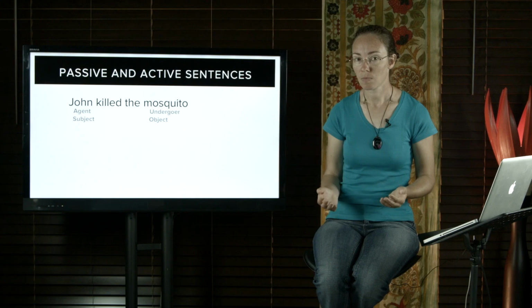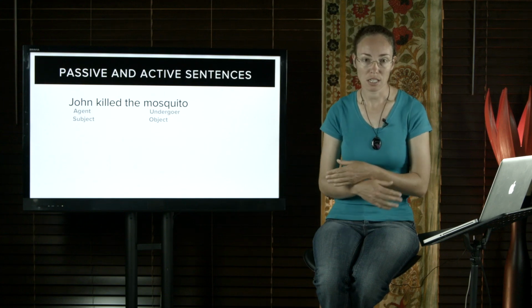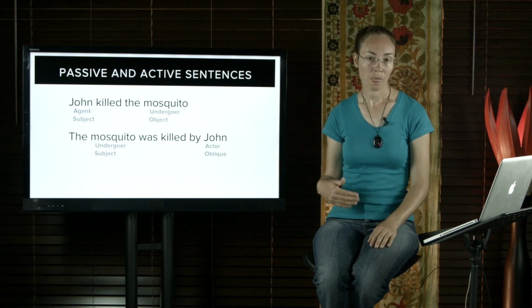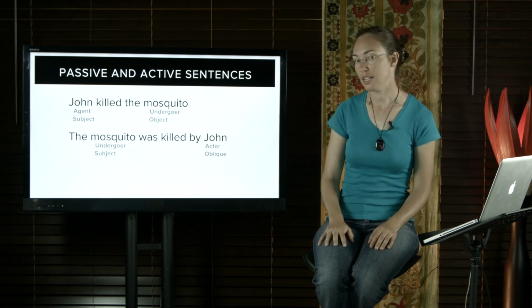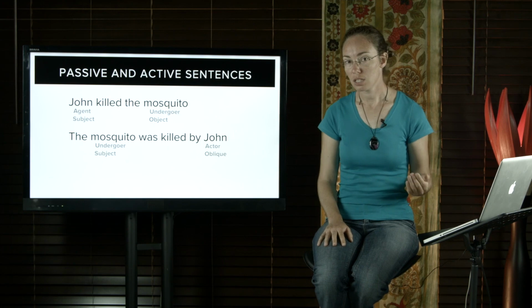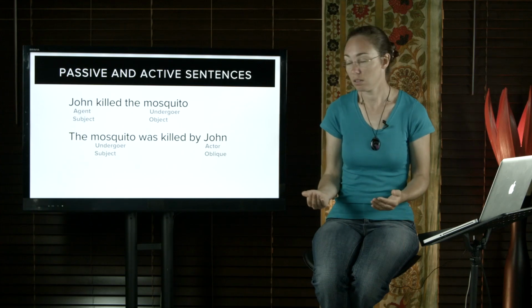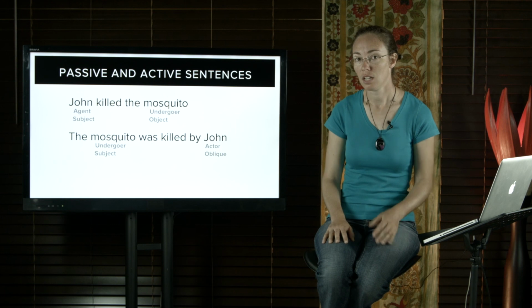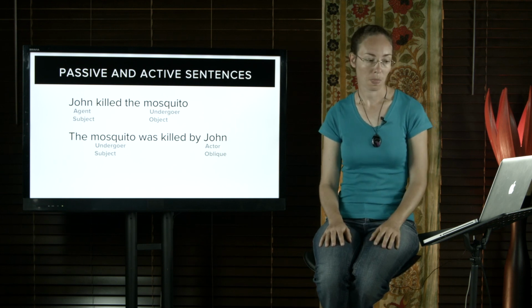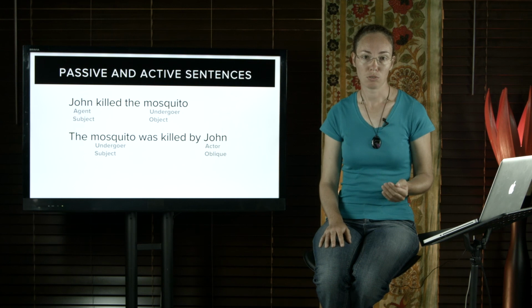But this changes if we switch the sentence around. Let's have a look. The mosquito was killed by John. Now the mosquito still has the semantic role of undergoer, but now it has the grammatical relation of subject. John still has the semantic role of actor, but now he isn't even an object because he has a preposition by, and so he's now an oblique. We can even leave the oblique out completely, just leave John out. The mosquito was killed. The issue here is what we call voice.